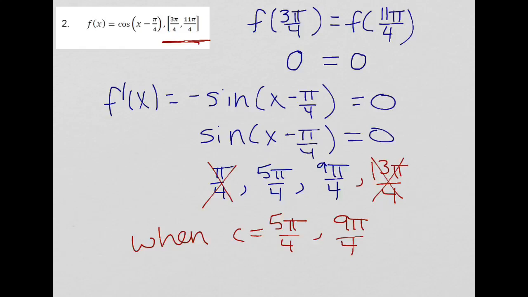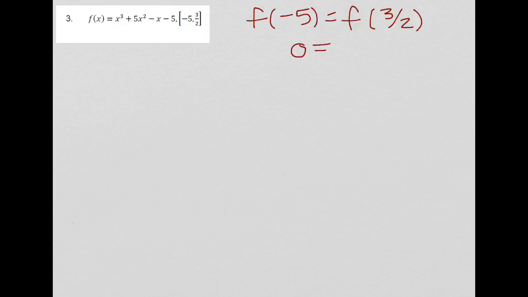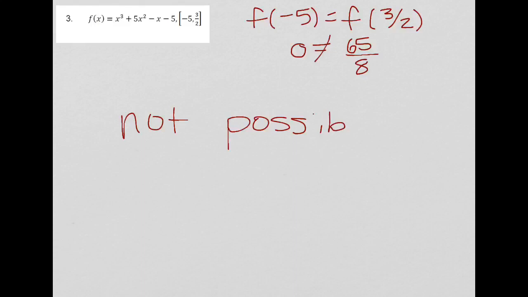Horizontal tangents. Okay, so on this problem, is it continuous? Yes, it's a cubic. Is it differentiable? Yes. So before we can use Rolle's theorem, we have to check to see if our endpoints are equal. So when I put in negative 5, I get a 0. When I put in 3 halves, I actually get 65 over 8. So they're not equal. So it is not possible to use Rolle's theorem.